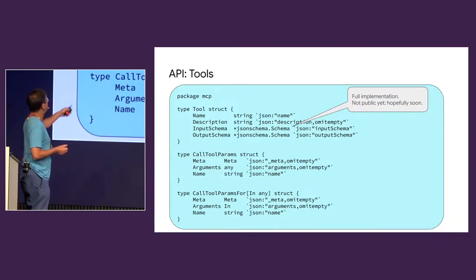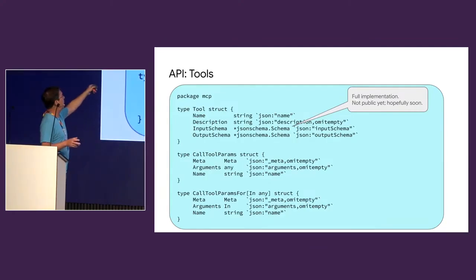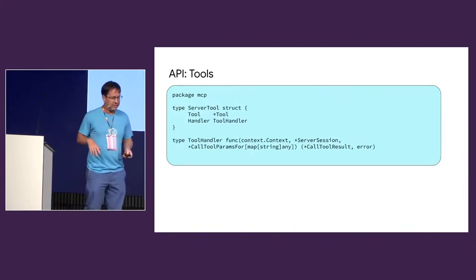What we did here is kind of a weird split where on the client side, call tool param, you can pass anything as an argument, anything that's JSON serializable, but the server tools will specify a particular type, and the server tool will see it as a particular type. I'll show you an example.